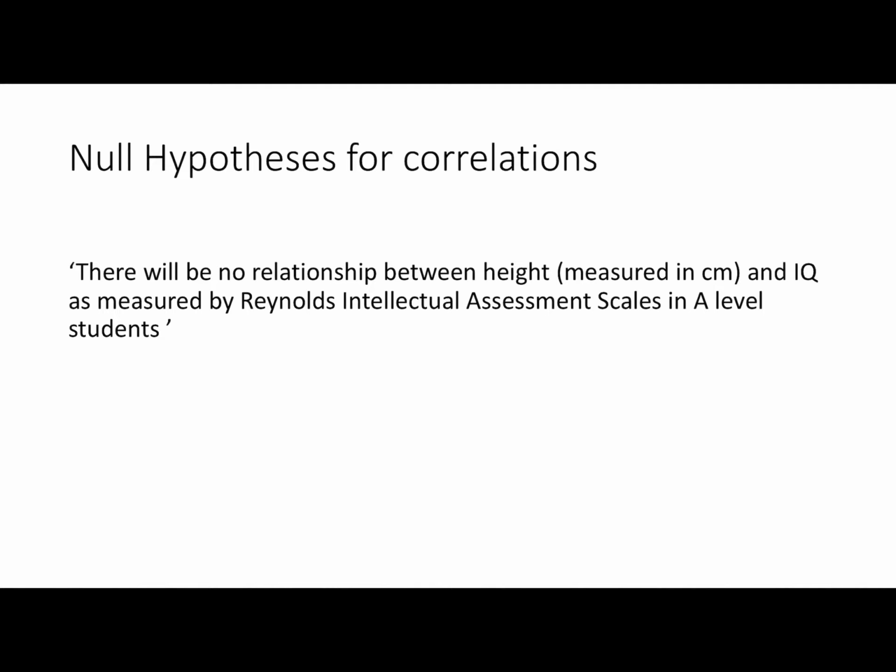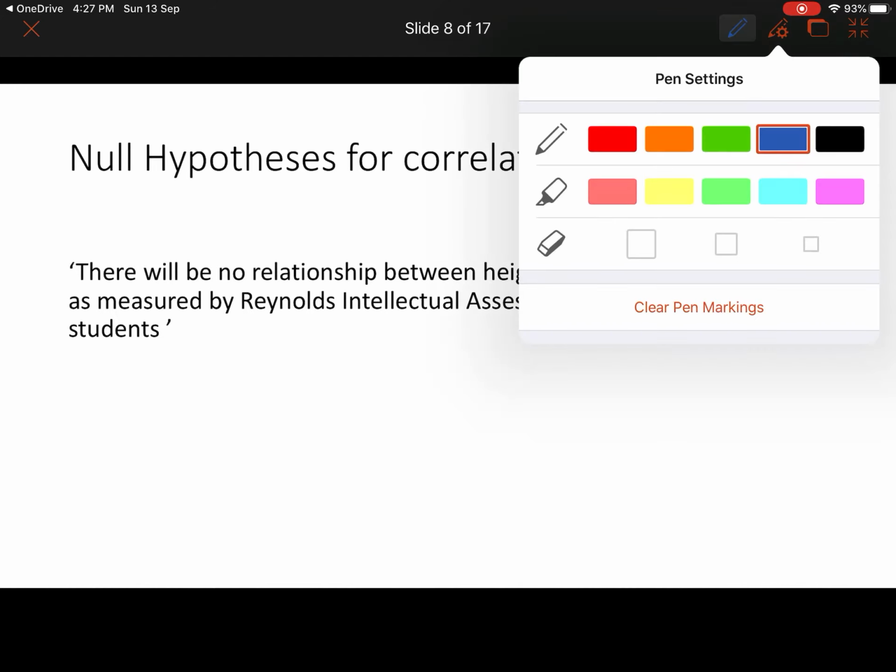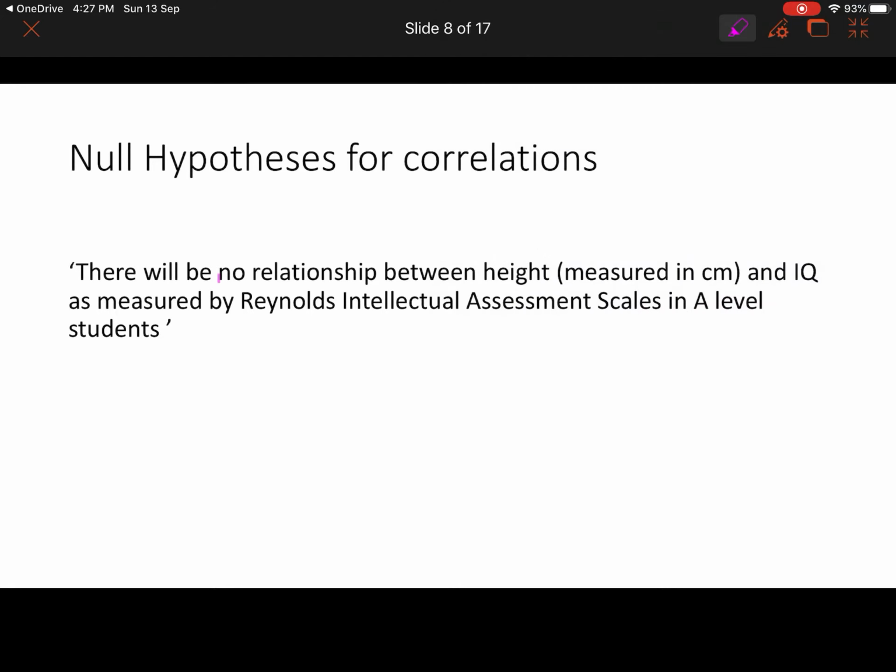Let's have a look now at how we would phrase a null hypothesis if it was a correlational study. So, for example, there will be no relationship between height, measured in centimetres, one of our covariables, and IQ as measured by the Reynolds Intellectual Assessment Scales in A-level psychology students. So here we've got no relationship, indicating this is a null hypothesis, and we've got clearly operationalised covariables, as well as our population.